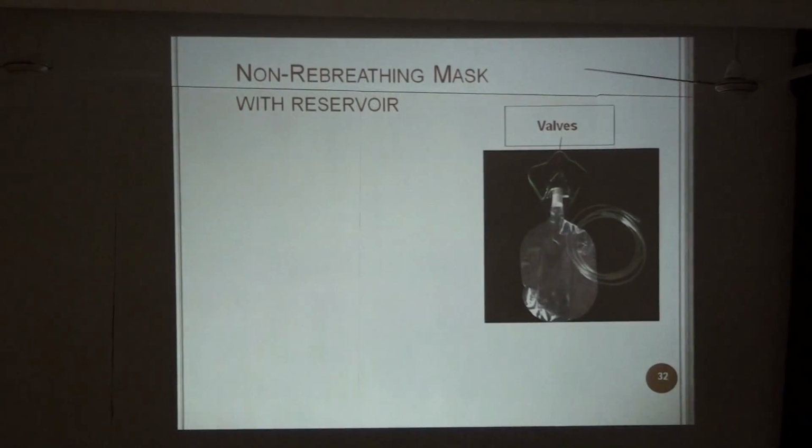And there is another, non-rebreathing mask with reservoir. This is a kind of example of an ambu bag. You can see that it has got also a reservoir and it is a non-rebreathing mask. And valves are here somewhere. We have got an ambu bag on the table. You can see for yourself.